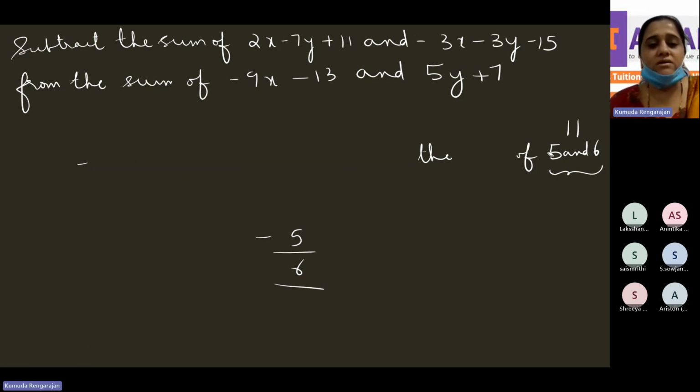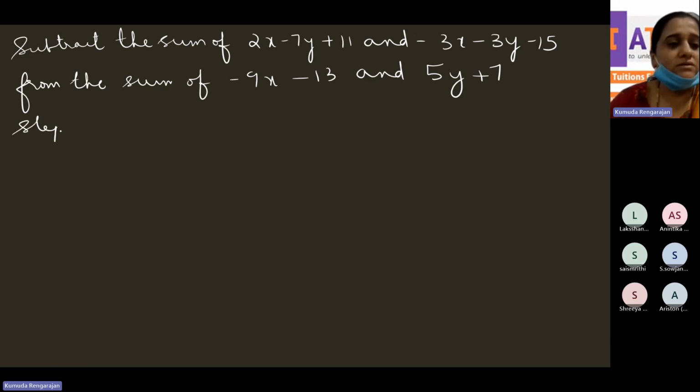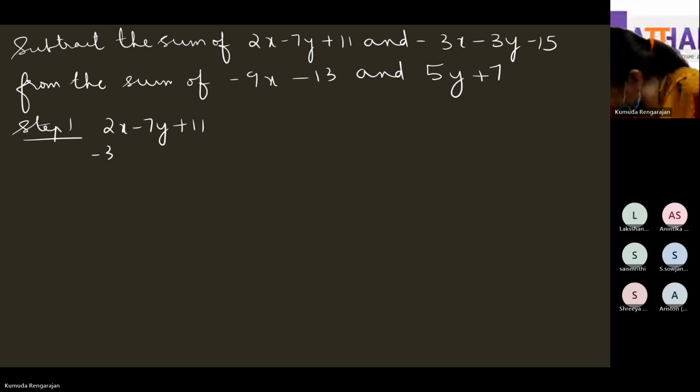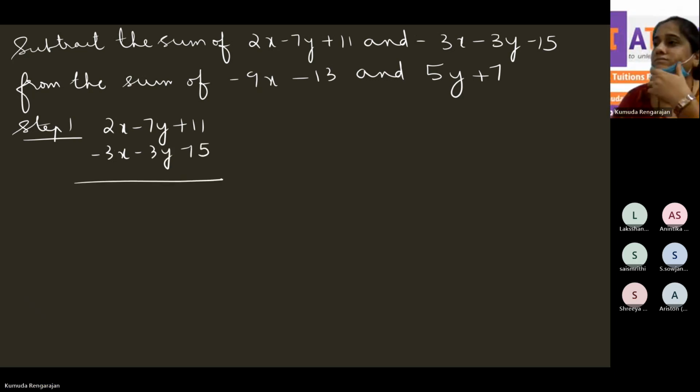So in the same way here, step 1. All right, you can do it in the vertical method also. See here, 2x minus 7y plus 11, and minus 3x minus 3y minus 15. Correct, children? Any method you can use. You can use the horizontal method or the vertical method, anything.